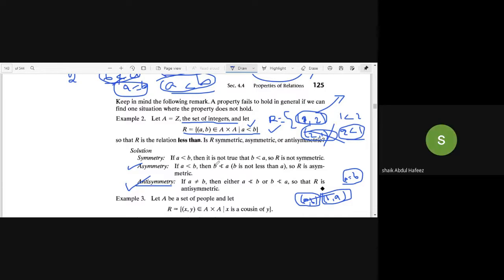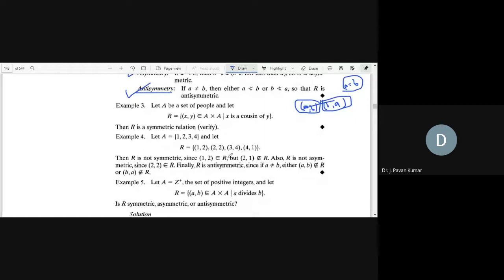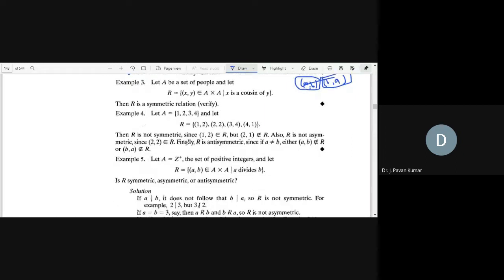Like this, several examples you could examine. I will tell you another one. A is equal to {1, 2, 3, 4}, and R is defined like this. Now we do not have 1 comma 2's symmetric pair, which is 2 comma 1, and it is not present, so it is not symmetric. Straight away we can say.